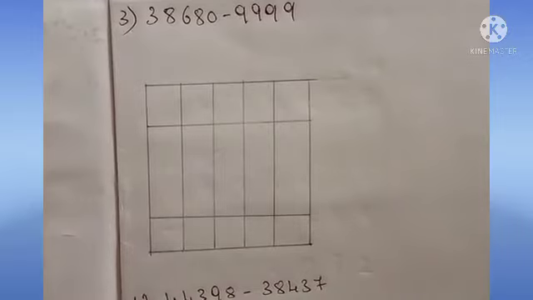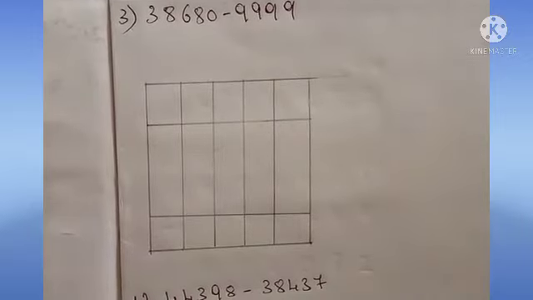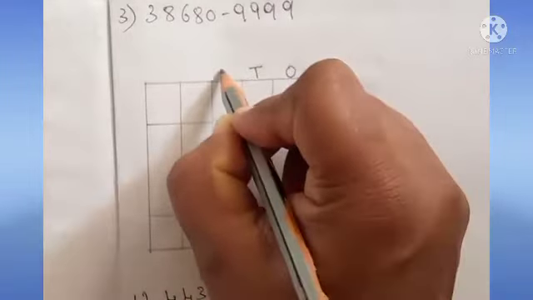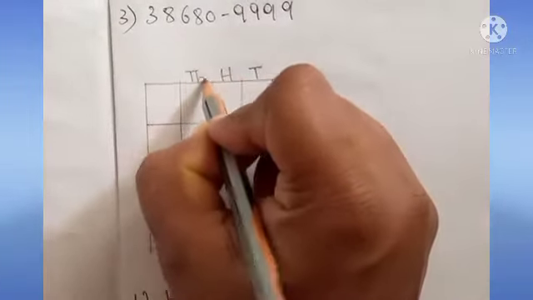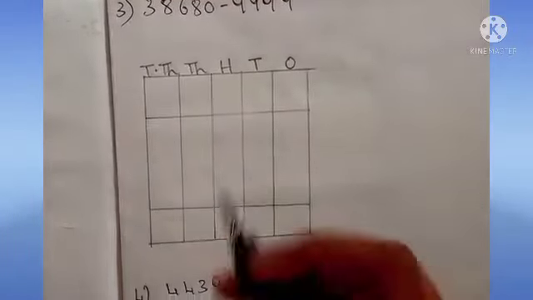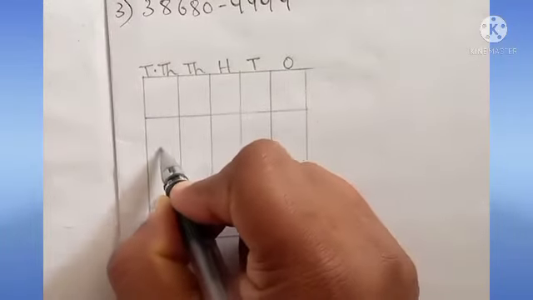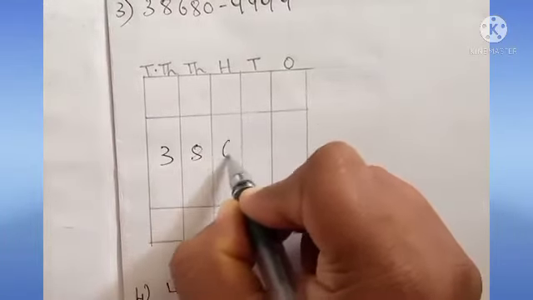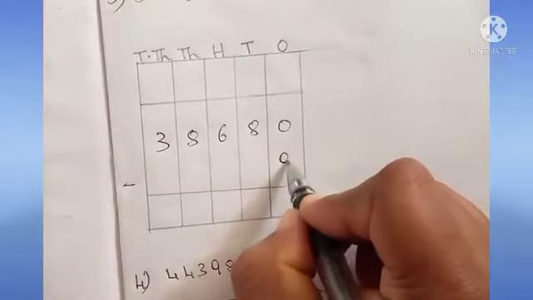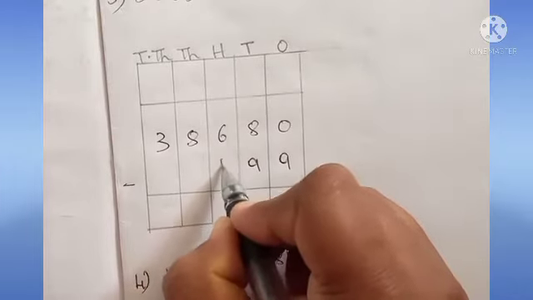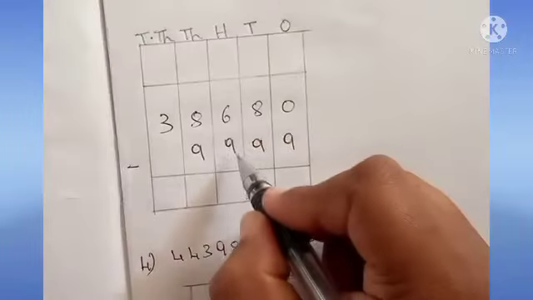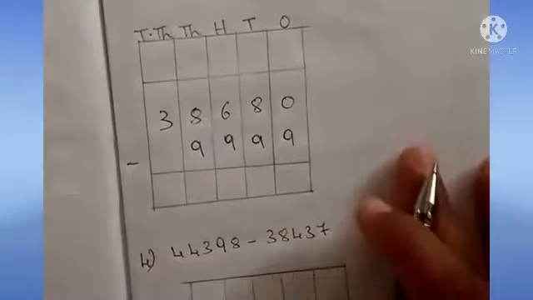See, dear children, third one. First, we will write ones, tens, hundreds, thousands, 10,000. Okay. Now, let's write the digits here. 38,680 minus, start from ones place, dear children, subtrahend 9,999. Okay. So let's subtract, dear children.